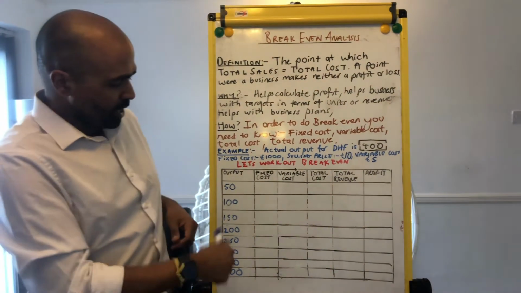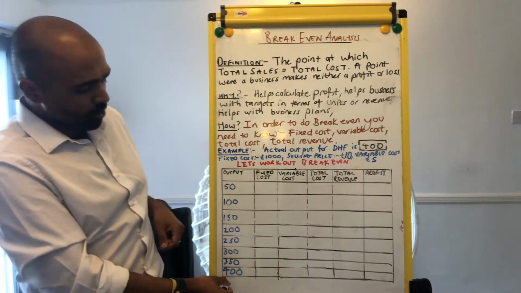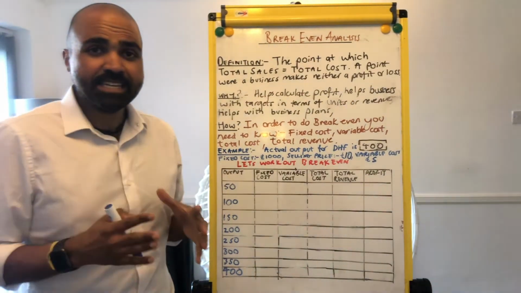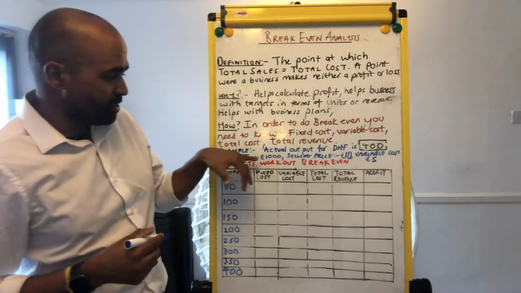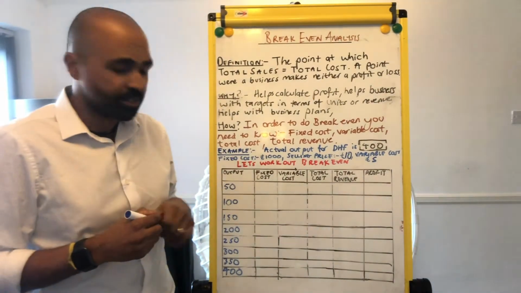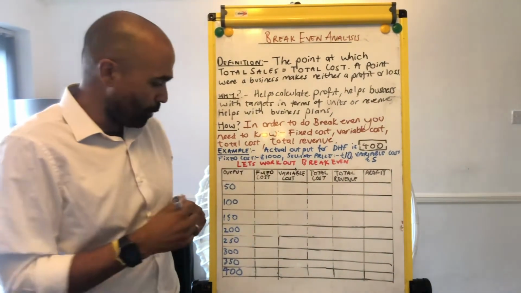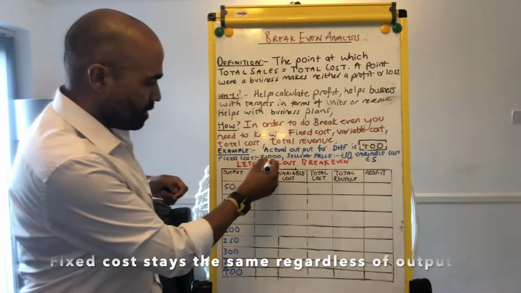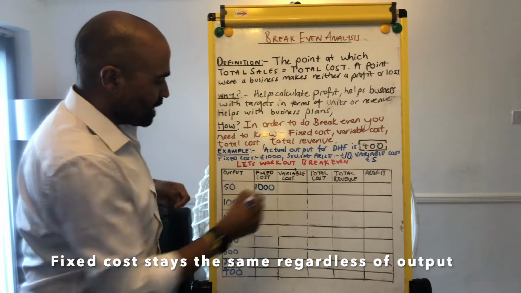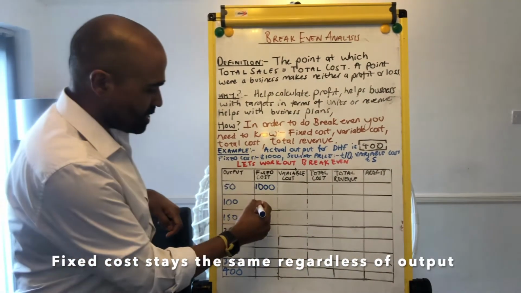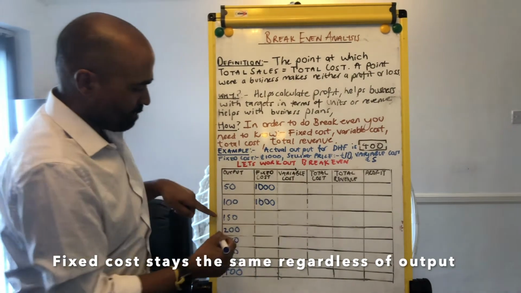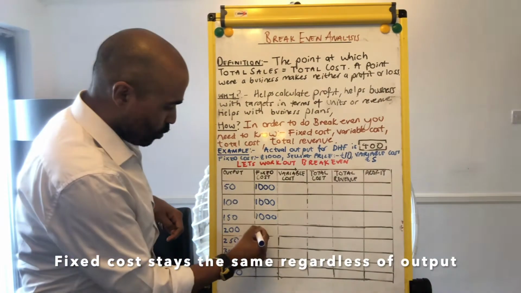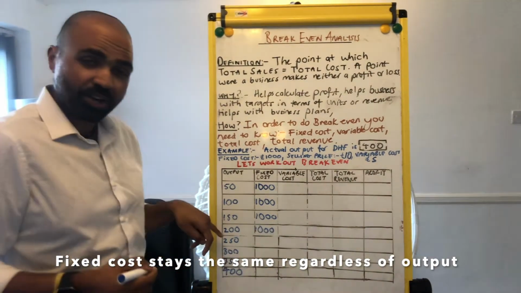Let's now work out break-even output. So what we have to do, knowing that total output is 400, is plot the figures in as we go through. The first thing we do, the easiest figures to put in, is your fixed cost. Remember, your fixed cost is 1,000 and it stays the same regardless of output. So if they are selling 50 items, their fixed cost is going to be 1,000. If they are selling 100, their fixed cost is still 1,000. If they sell 150, fixed cost is 1,000. And so you get the idea. So it's always going to remain 1,000 because it's regardless of output.